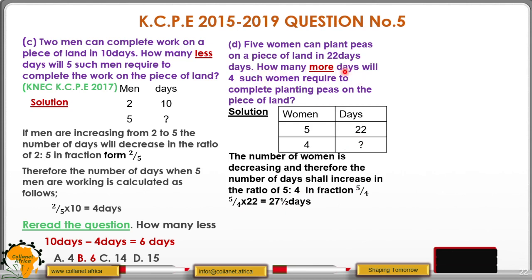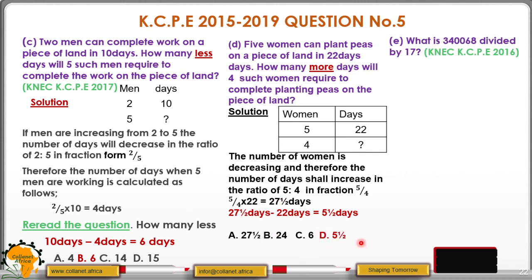But now if you have how many more, it means you have to do subtraction. So you'll say 27.5 minus 22 days to get 5.5 days. So the answer is 5.5 days. We have E. What is this one divided by 17? So these are common questions and you have to be very careful. It was tested in 2016 KCPE question number 5.